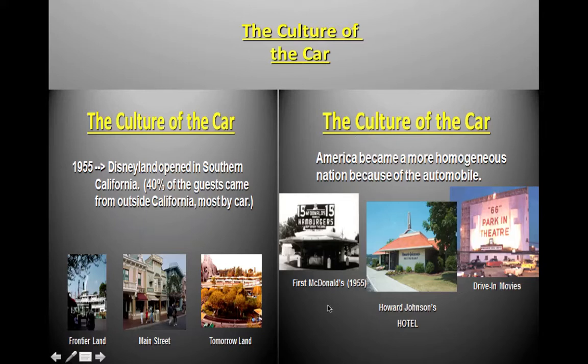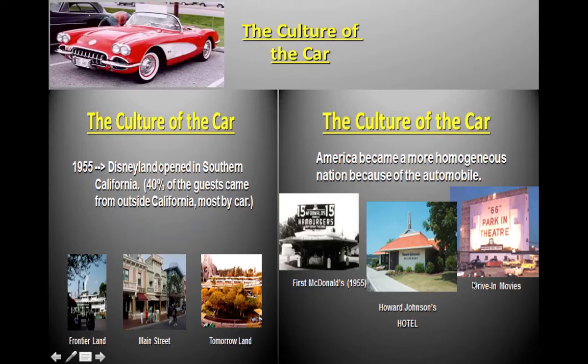The culture of the car, the first McDonald's, 1955. The first real hotel chain, it's called Howard Johnson's, they called it the HoJo, in the 1950s. Drive-in movies is something massively important in the 1950s. But it creates almost this, again, adolescent culture that kind of happens after World War I, and it'll again happen after World War II. The 20s and the 50s, very similar.